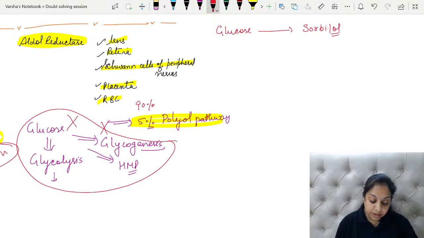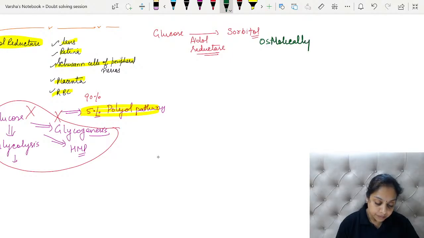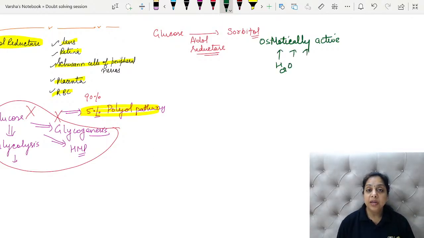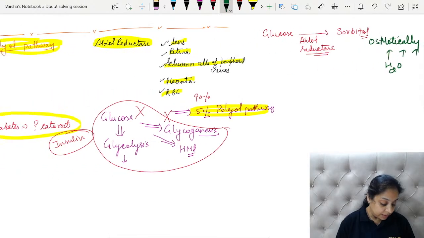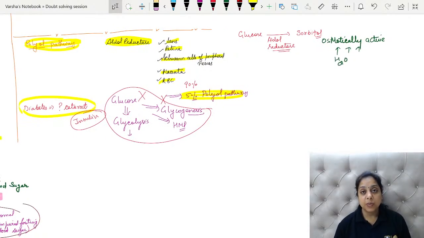So glucose will be converted into sorbitol, right, by the enzyme aldose reductase, okay? And this sorbitol is osmotically active. It is going to suck in the water from the surrounding cells, and that is going to cause the cataract. Okay, so this is why, in the diabetic patient, aldose reductase is responsible for the cataract. Are we clear with this?